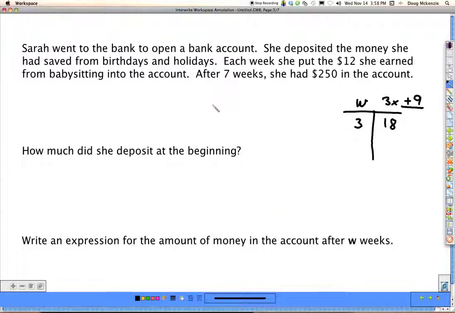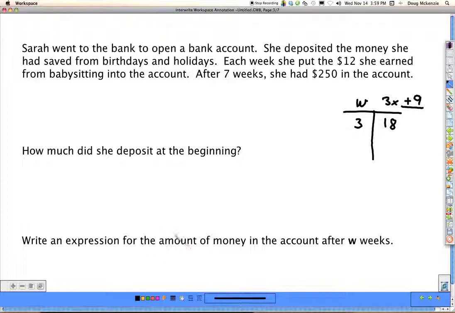Sarah went to the bank to open a bank account. She deposited the money she had saved from birthdays and holidays. Each week she put the $12 she earned from babysitting into the account. After 7 weeks she had $250 in the account. It says how much did she deposit at the beginning, and it also asks us to write an expression.